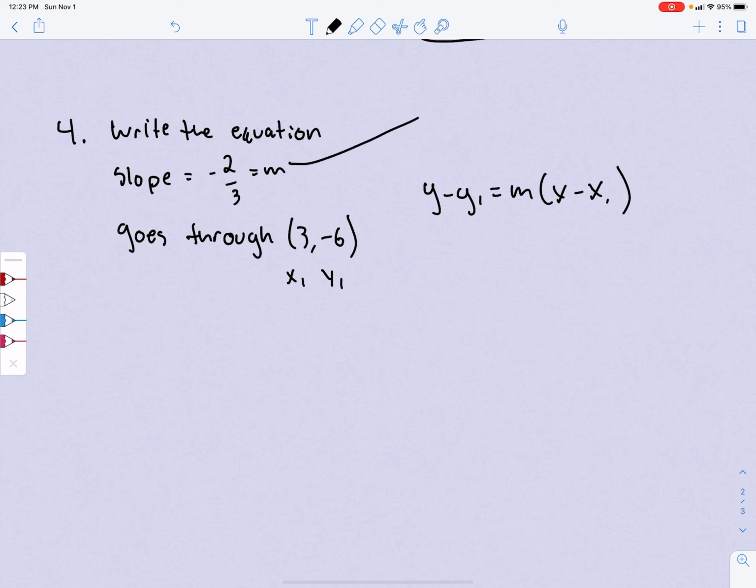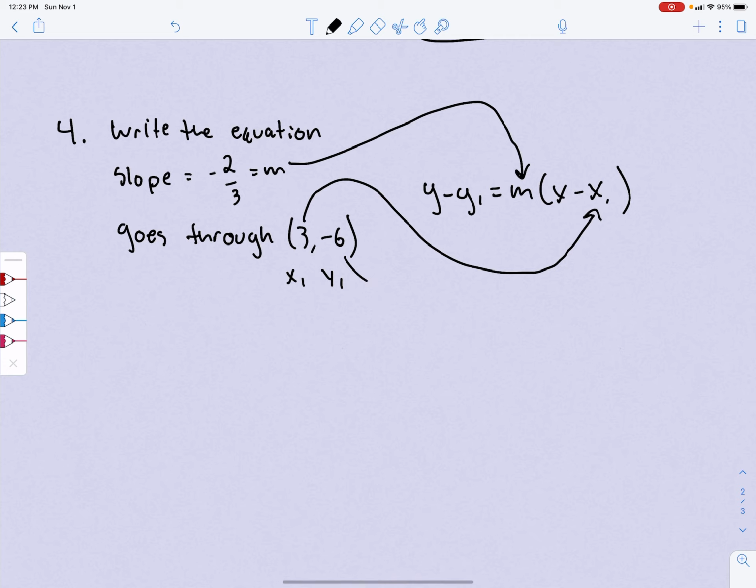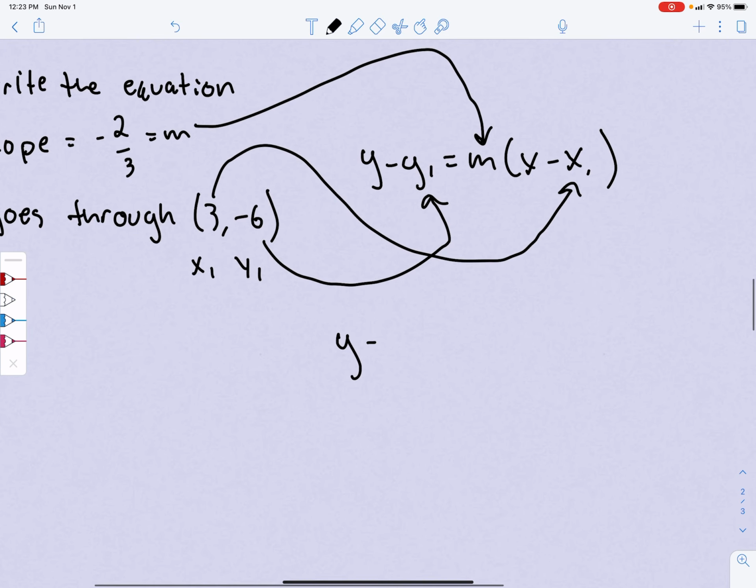Again, this goes for m right there. This goes for x1, which is right there. And this goes for y1, which is right there. So once I plug everything in, I end up with y minus negative 6. The minus comes with the formula, so yes, there are 2 minuses there, is equal to m, which is negative 2 over 3, times x minus x1, which is 3. So that's what that would look like.